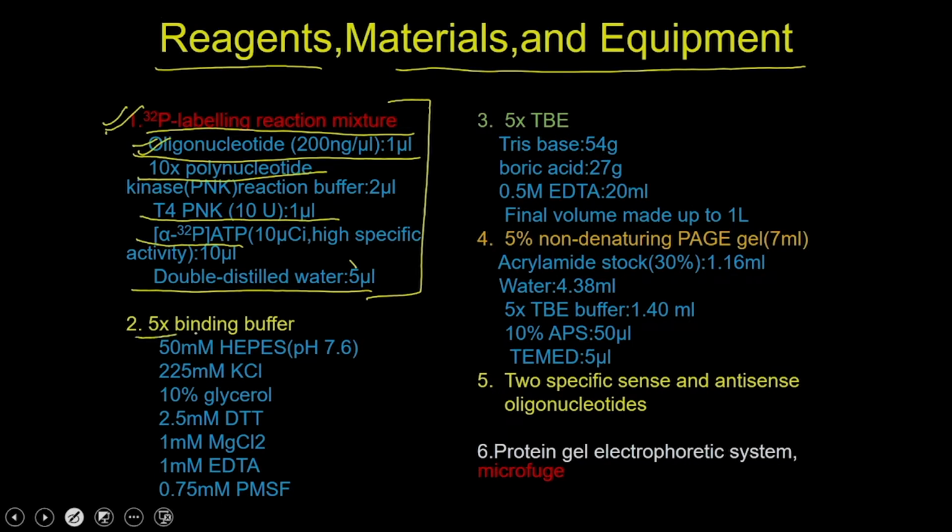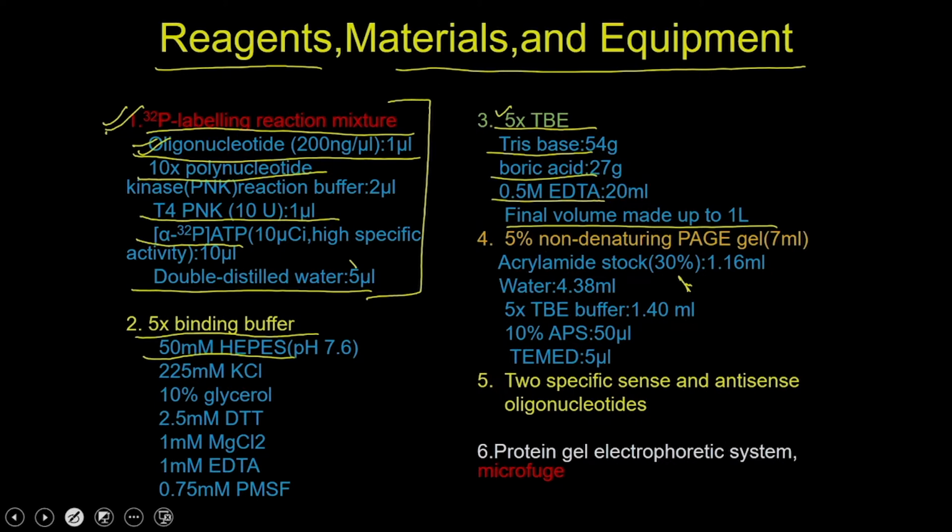You also need the binding assay buffer. The composition of the binding assay buffer is given here, which mostly contains buffers, then reducing agents, and then EDTA, so that you take care of contaminating metals and all that. And then you need the resolving buffer which you use for running the PAGE. So, 5x TBE buffer, which has Tris, boric acid and EDTA, and the final volume is made up to 1 liter.